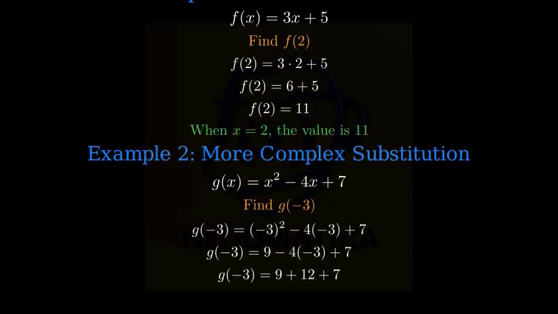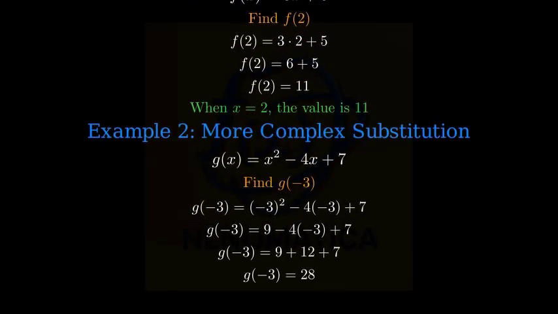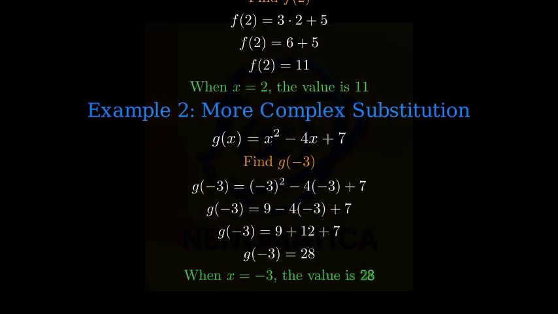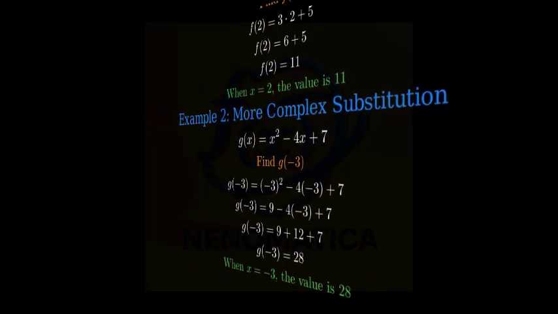Now, negative 3 squared equals 9. And negative 4 times negative 3 gives us positive 12. So our expression becomes 9 plus 12 plus 7, which equals 28. Therefore, when x equals negative 3, the value of our expression is 28.